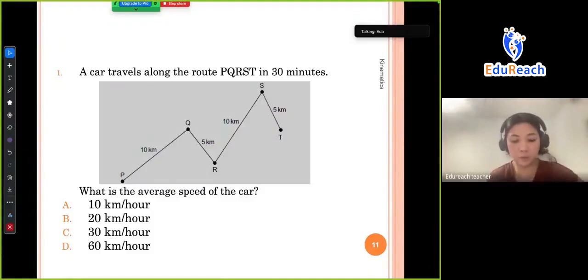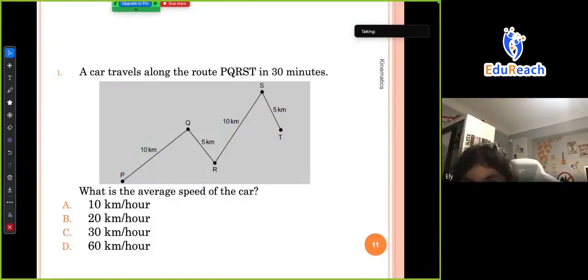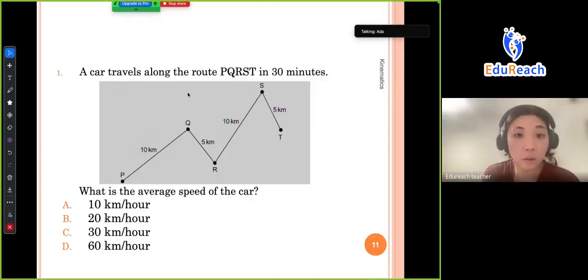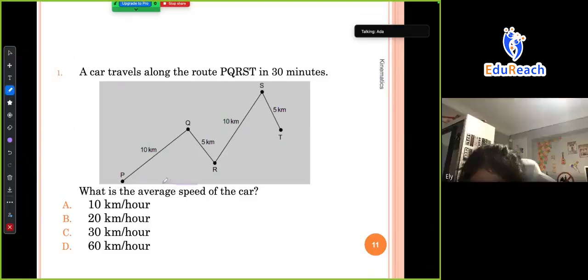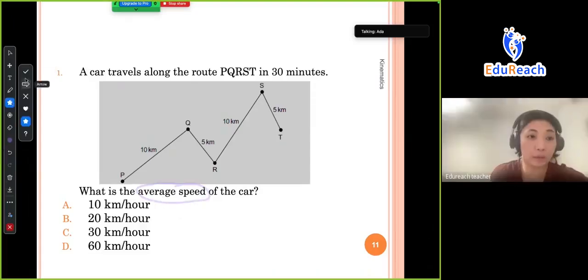A car travels along the route PQRST in 30 minutes. What's the average speed of the car? Average speed is what again? What's the formula of average speed? We already done. Average speed of the car: total distance travelled over time taken. Okay, so then you need to calculate the total distance of this whole entire journey.